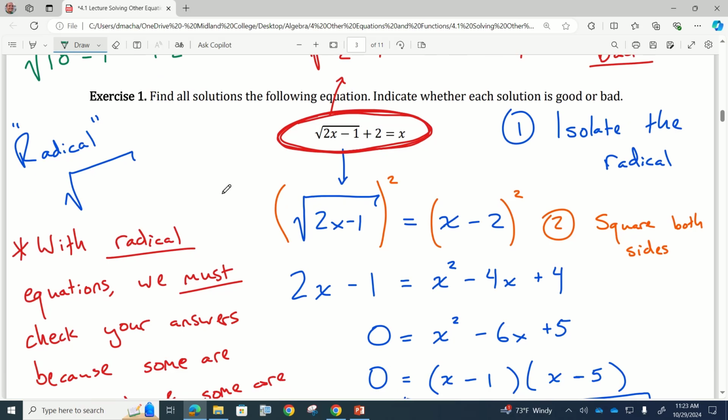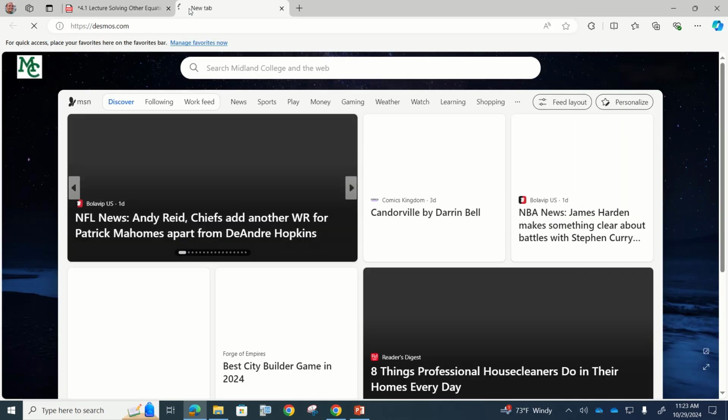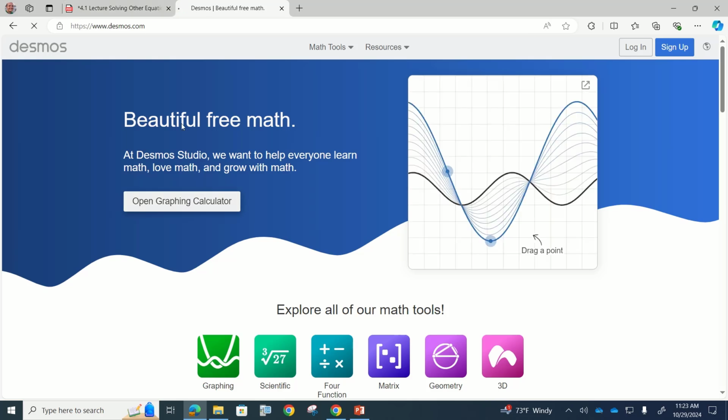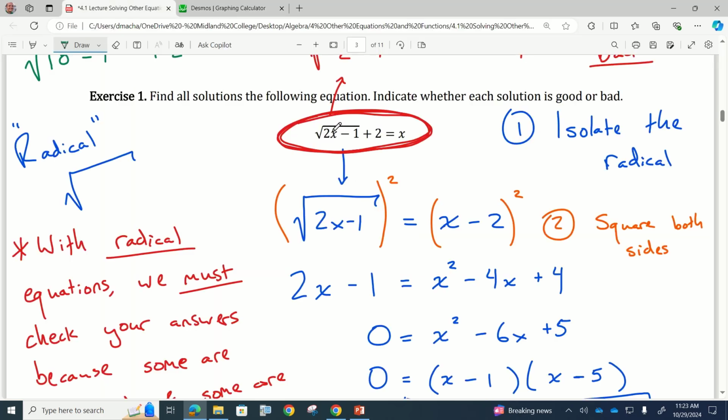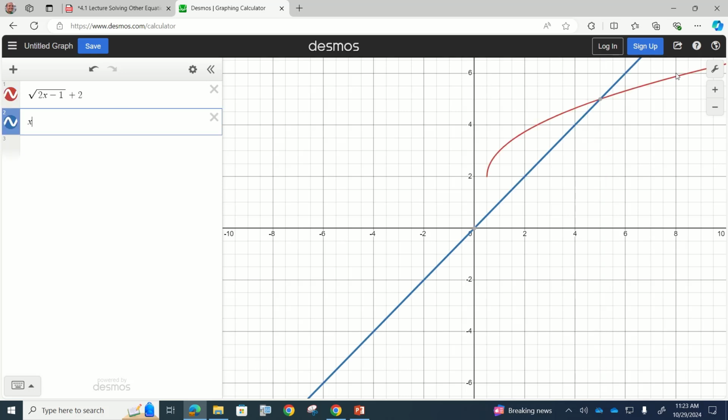By the way, if you're wondering how do I check my work, or what's a good way to check my work, maybe I could plug in both sides of this equation into Desmos and see what that looks like. And this is our first example. I've got square root of 2x minus 1 plus 2 equals x. Oh, so the right side of the equation is x.